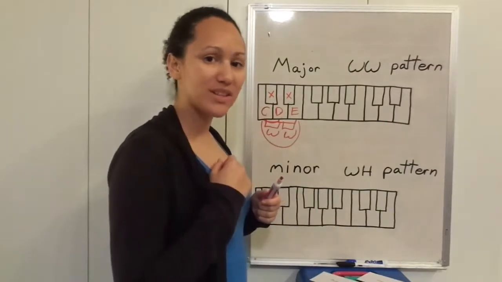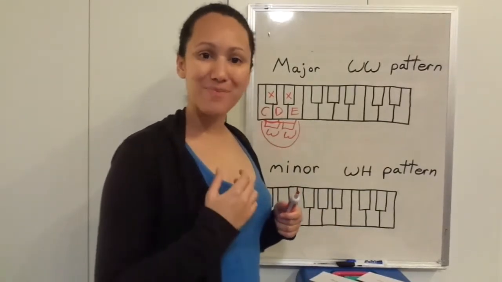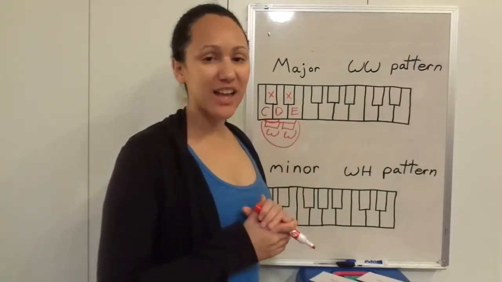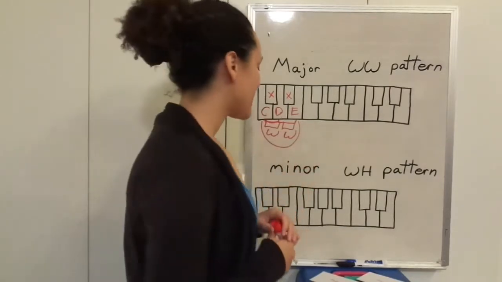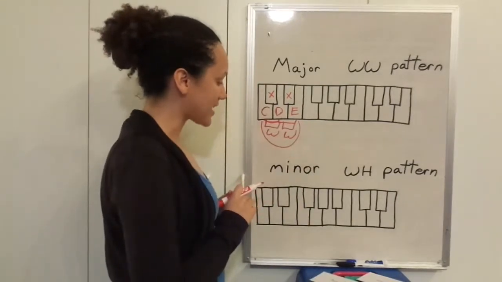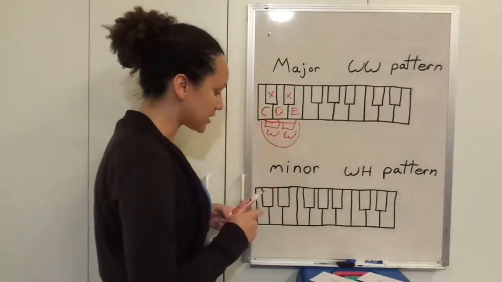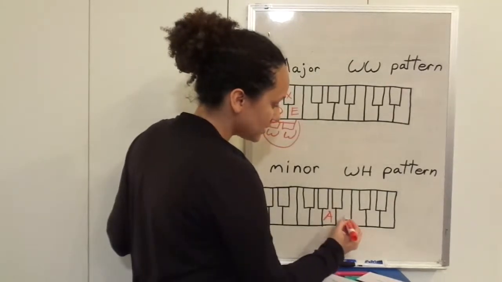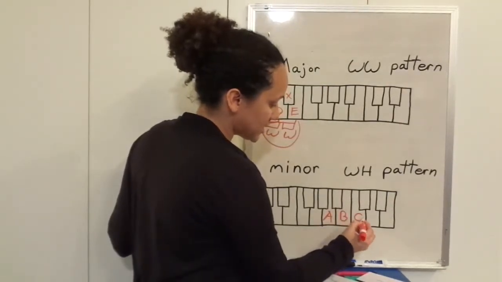A major will always sound pleasant, happy, joyous, positive. It sounds kind of like jelly beans. The minor is contrasted, though. The minor, let's say from A here, and here's B, and here's C.